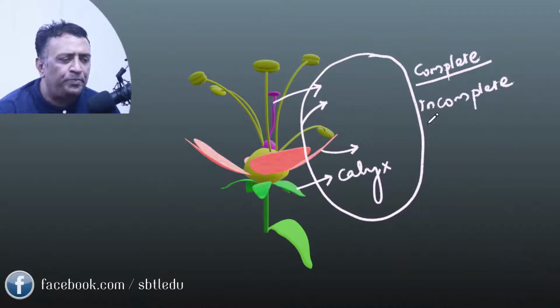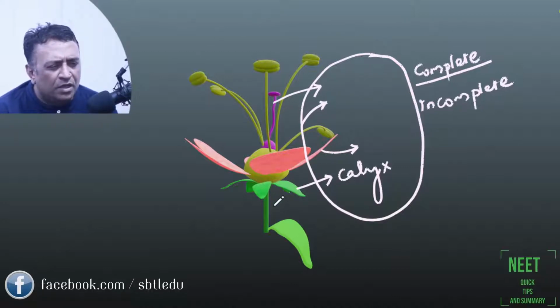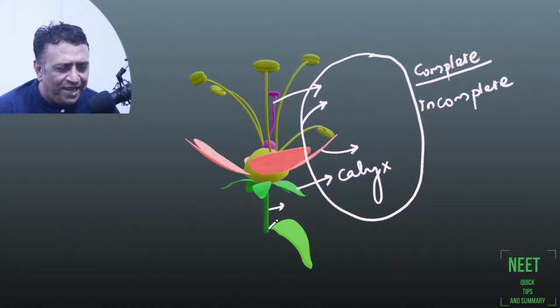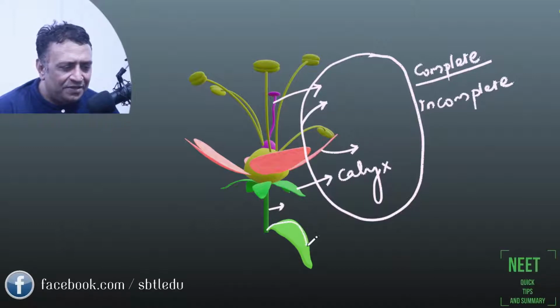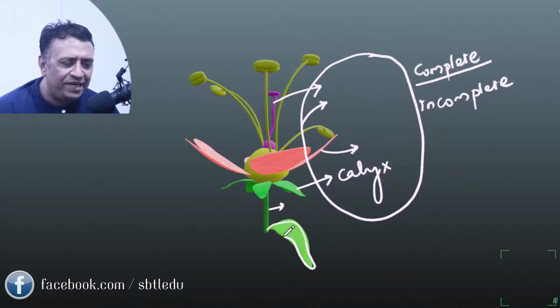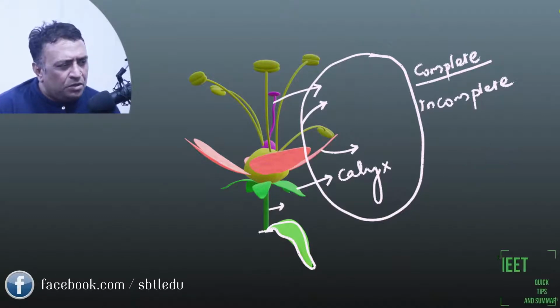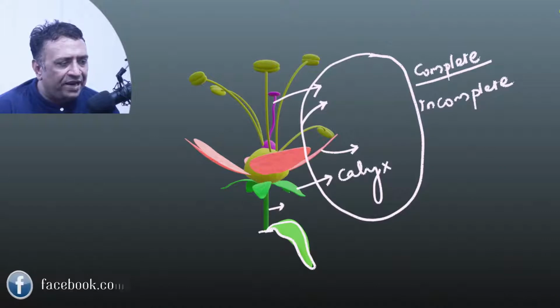So let us try to understand a few more details here. See, here is the stalk of the flower, and that is called pedicel. And at its base, there is a leafy appendage, a leaf-like structure that arises at the base of this flower, meaning at the base of this pedicel. So that is, in fact, the bract here.